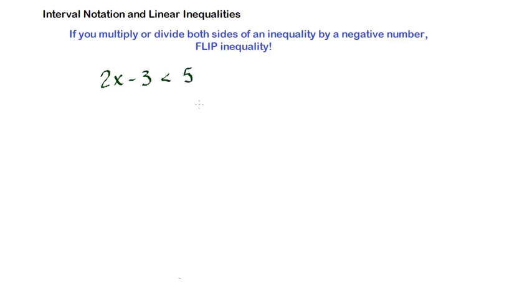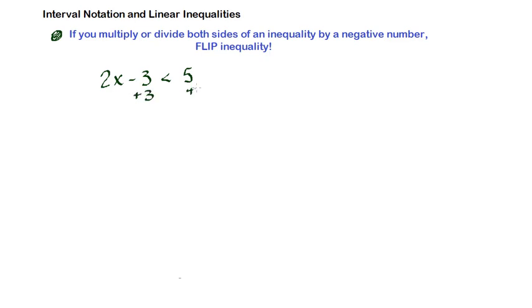And let's see how we would solve this problem. Now the first thing that we would do is we would say, okay, I need to get rid of that minus 3, so I'm going to add 3 to both sides. Ask yourself this question every single time. Did you multiply or divide both sides of an inequality by a negative number? Did I? Nope. I'm just going to add 3.